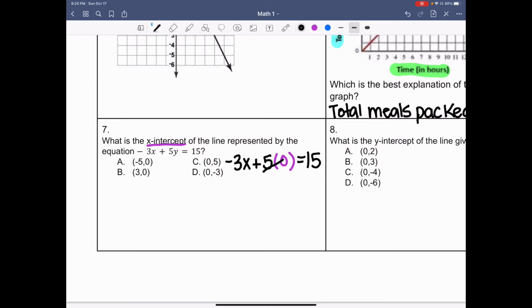Now 5 times 0, that's going to go away. So we have negative 3x equals 15, and then we're going to divide by negative 3. So x is going to equal -5. Now remember, when you're picking your points, you're going to make sure that your value's in the right spot. So -5 needs to be in the x spot, which is A.